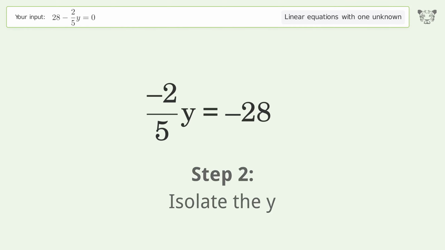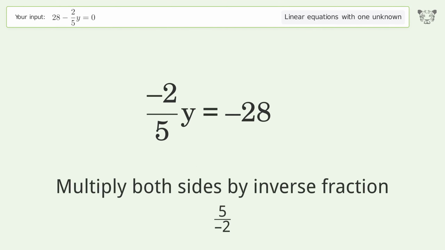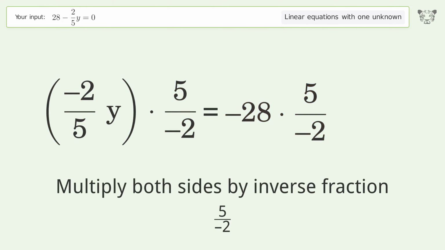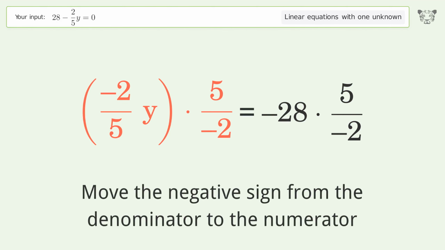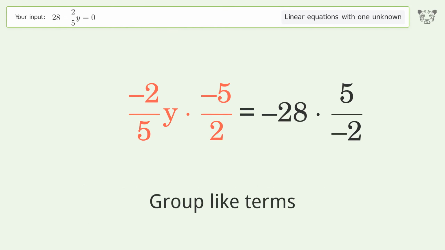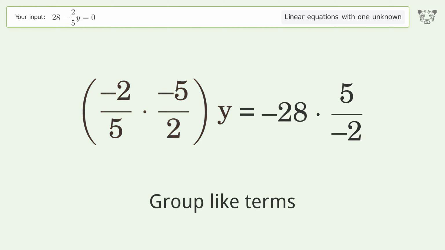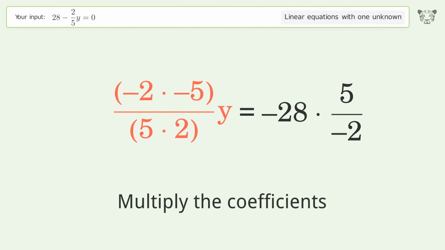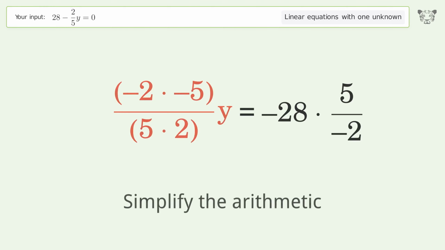Isolate the y. Multiply both sides by inverse fraction 5 over -2. Move the negative sign from the denominator to the numerator. Group like terms. Multiply the coefficients. Simplify the arithmetic.